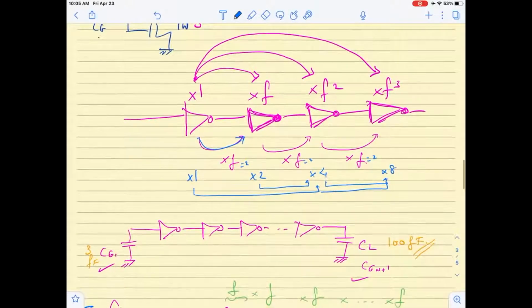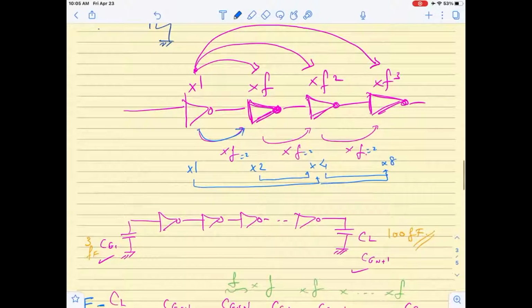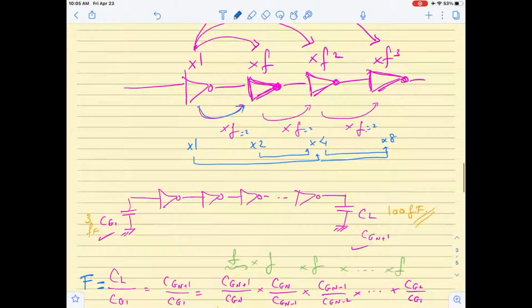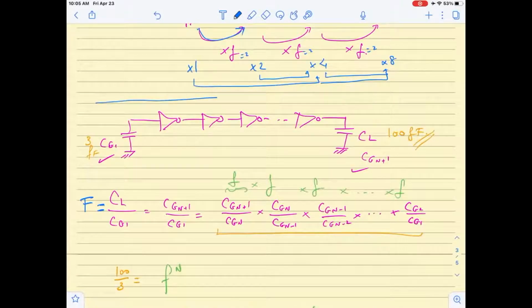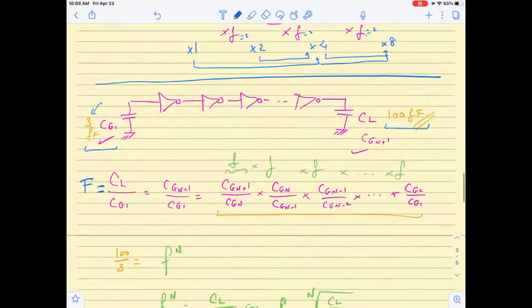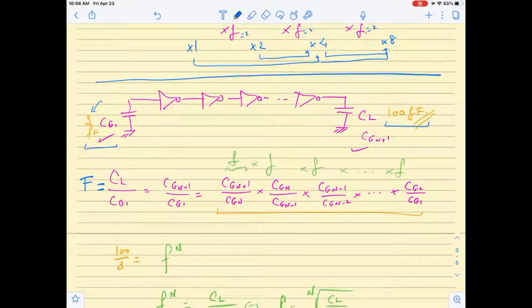Now the question becomes, how can I find the value of F? What is F? We go back to the main problem. Given a chain with a fixed minimum sized inverter with known input capacitance, say 3 femtofarad, and a final load that it needs to drive, which is 100 femtofarad in this example. This load comprises the final CGN plus 1.